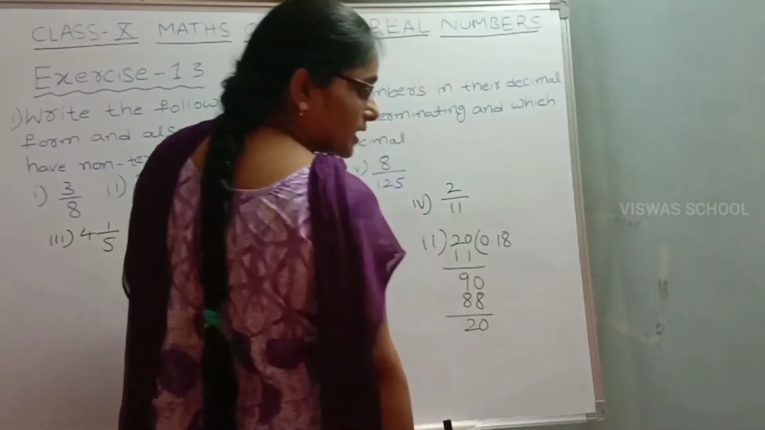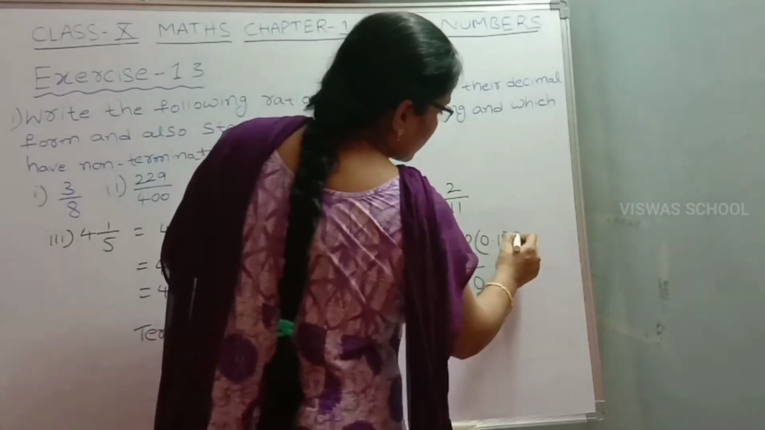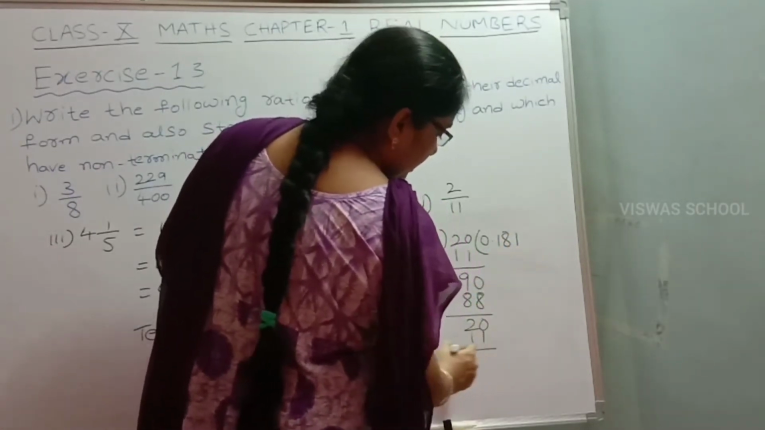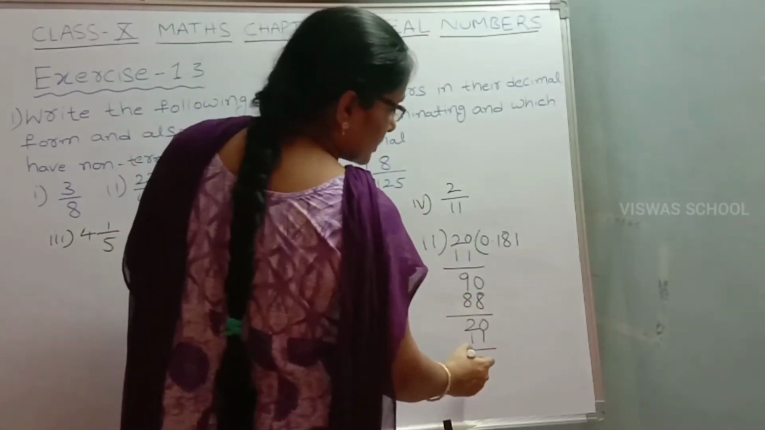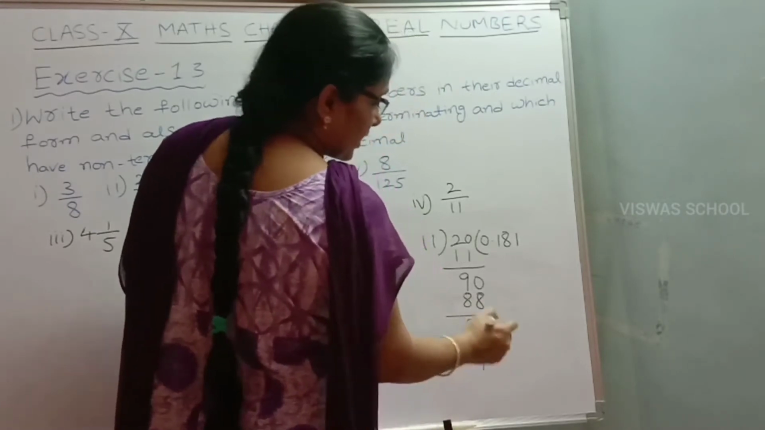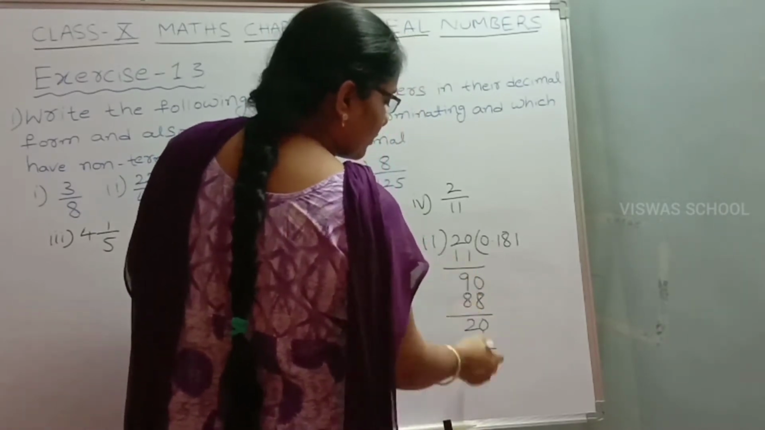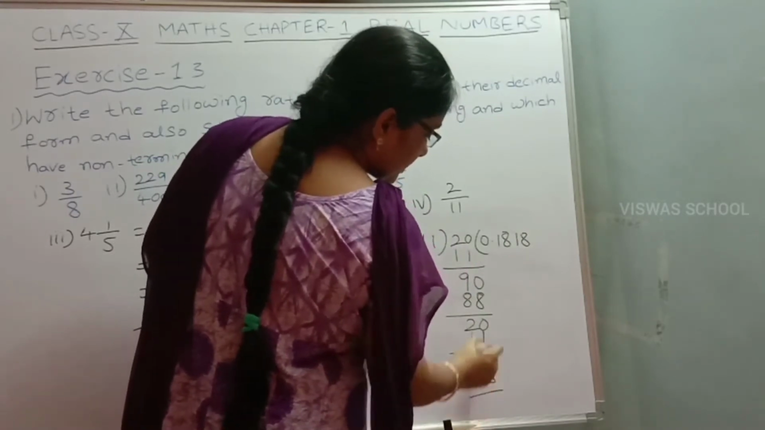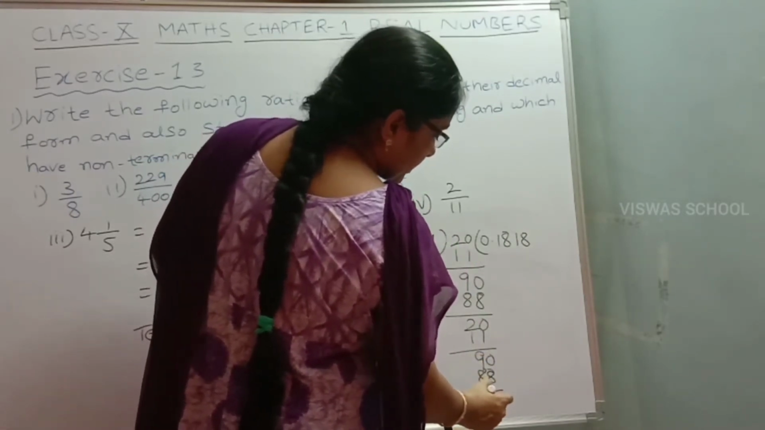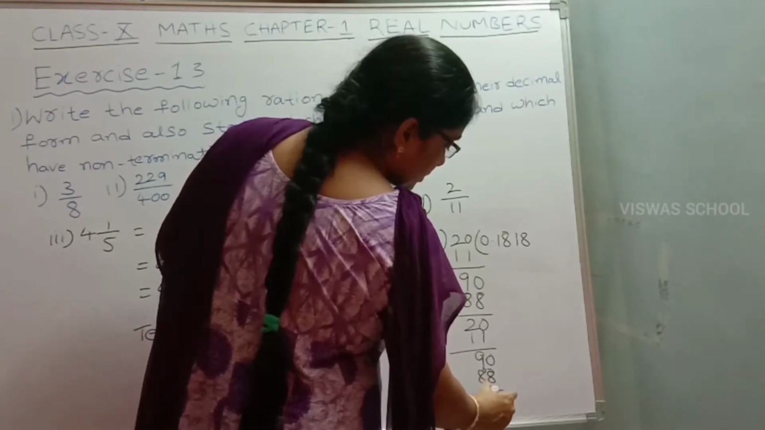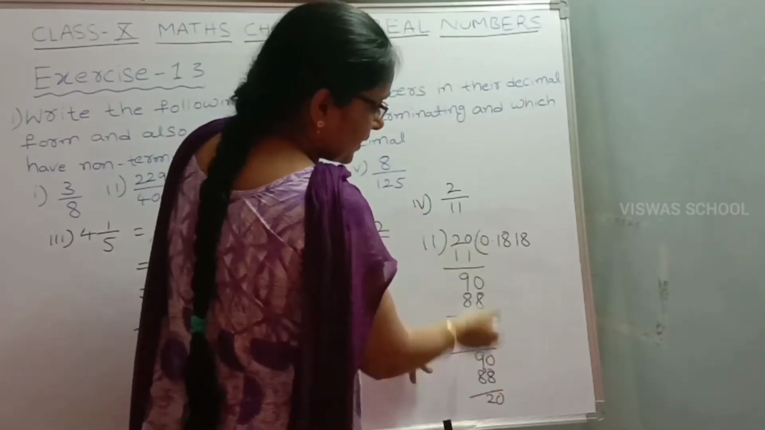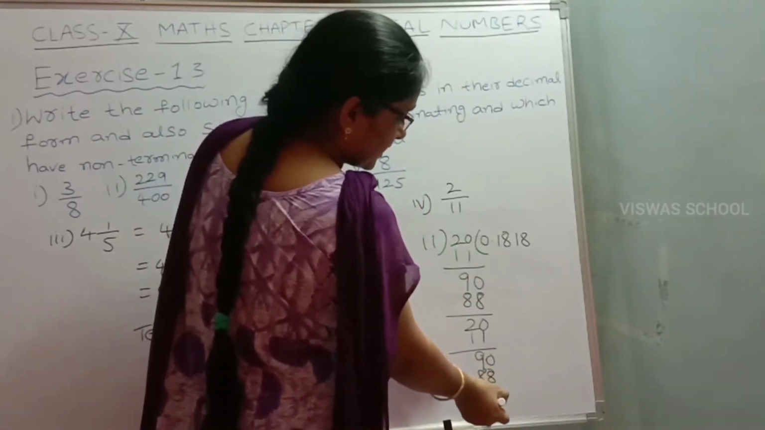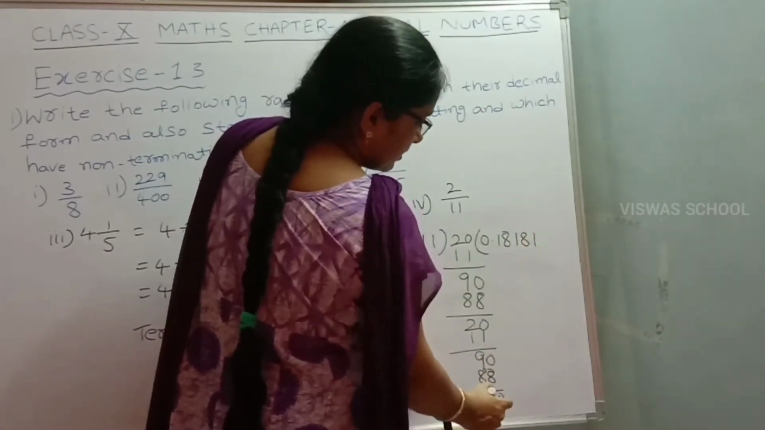Again I am taking here 0. Now 11 ones are 11. Again 20 minus 11 equals 9. Now again 11 8s are 88. Now again 90 minus 88 equals 2. That is, this is repeating the process. Again 20 means again 11 ones are 11.